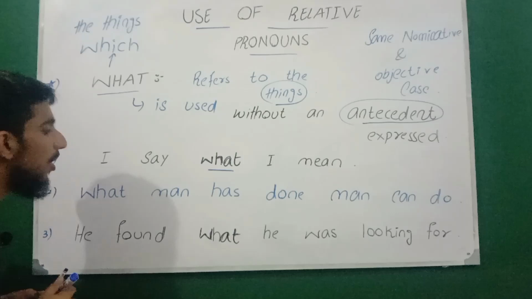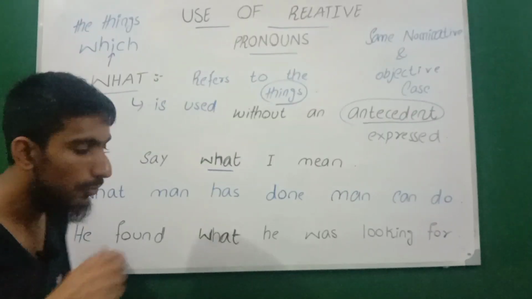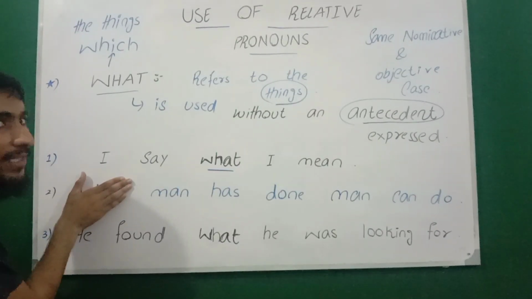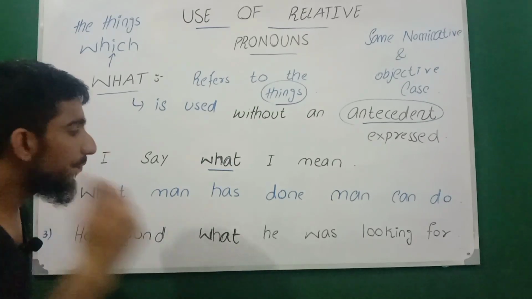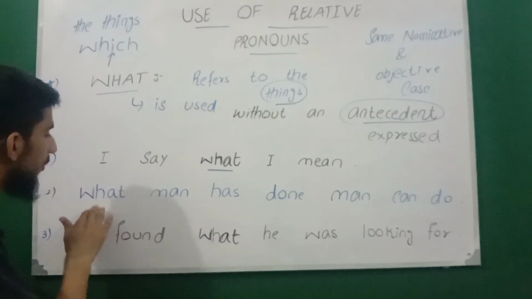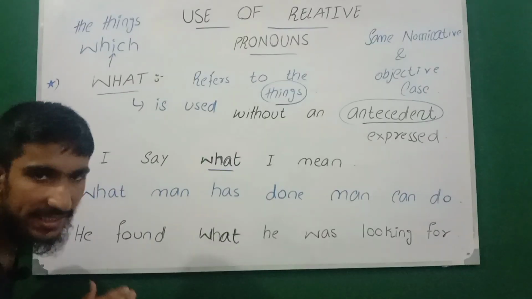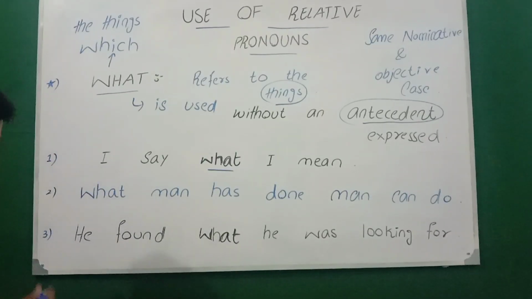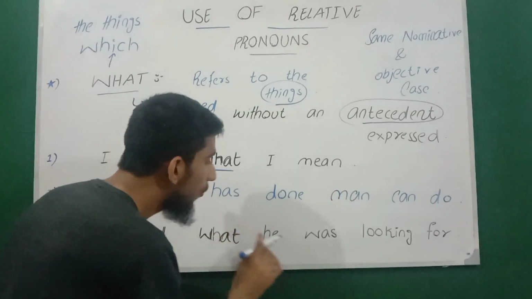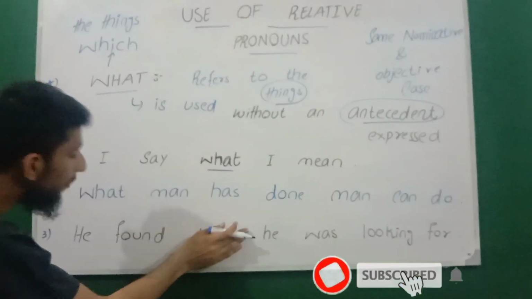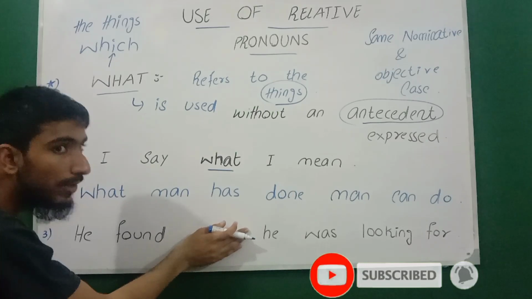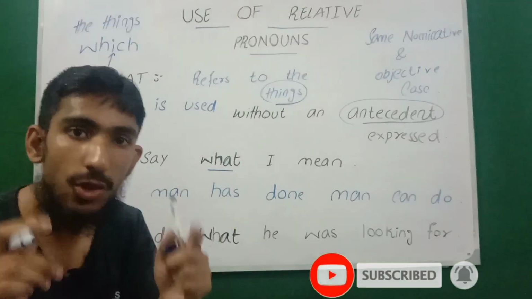Look at the second example: What man has done, man can do. If I hide what, the statement will be: the things which man has done, man can do. So what means the things which, and there is no antecedent expressed in this sentence. And look at the last example: He found what he was looking for. If I hide what, the statement will be: He found the things which he was looking for.